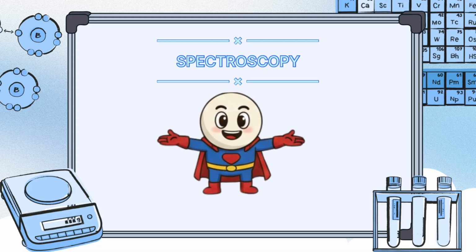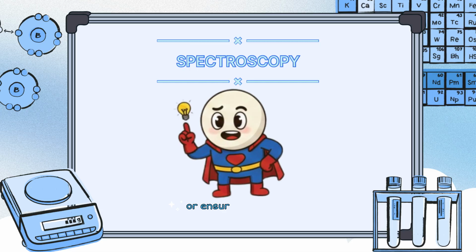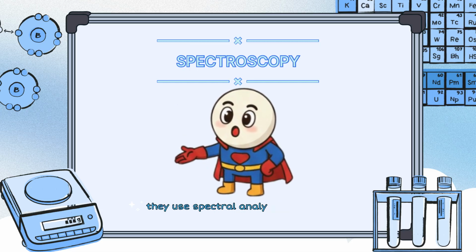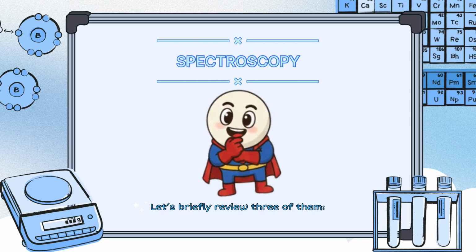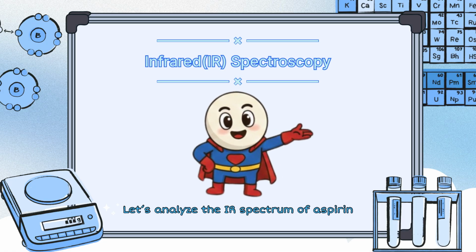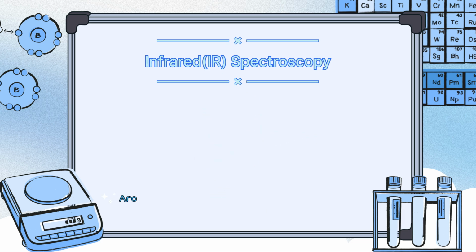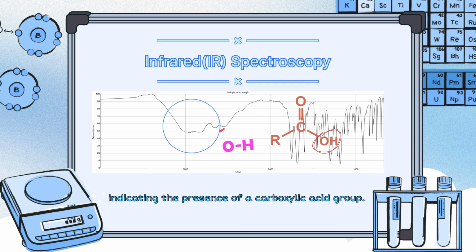Spectroscopy. When chemists need to confirm the identity of aspirin or ensure its purity, they use spectral analysis methods. Let's briefly review three of them. IR spectroscopy. Let's analyze the IR spectrum of aspirin. Around 3,200 to 3,400 per centimeter, we see a broad peak, which is characteristic of an OH stretch, indicating the presence of a carboxylic acid group.